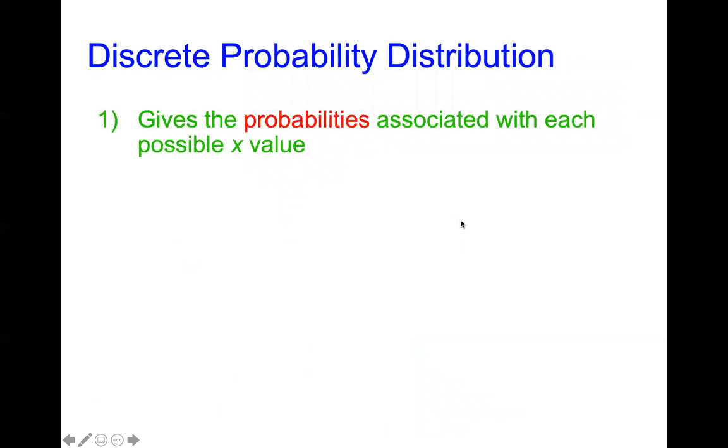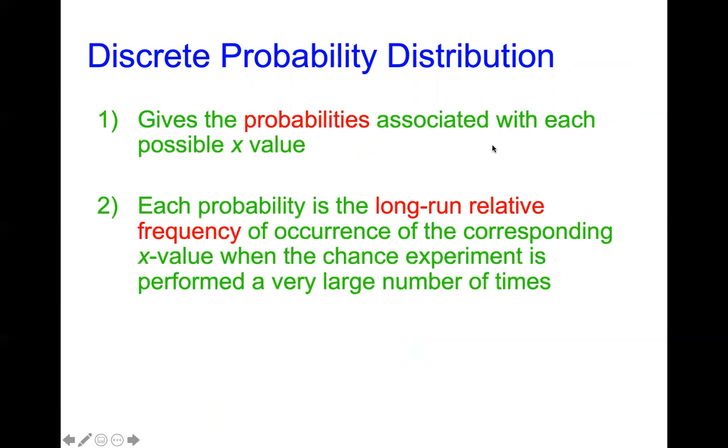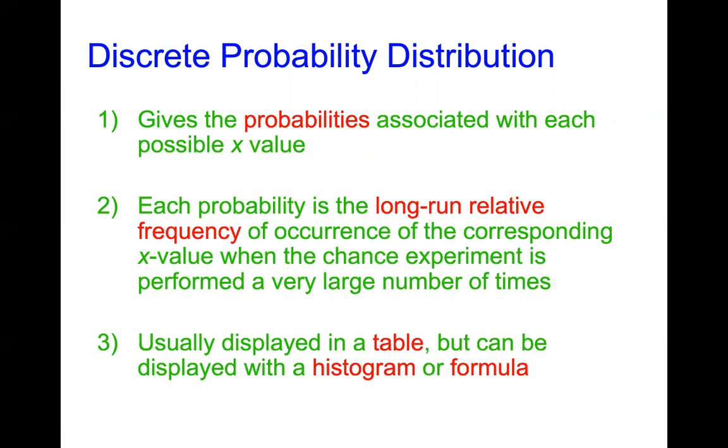Some specs about our discrete probability distribution. First, it gives the probabilities associated with each possible X value. Second, each probability is the long run relative frequency of how many times each X value occurs. It's usually displayed in a table, sometimes a histogram, or sometimes even a formula. We're never going to do that in this class, but just so you know, you can make it into a formula too.